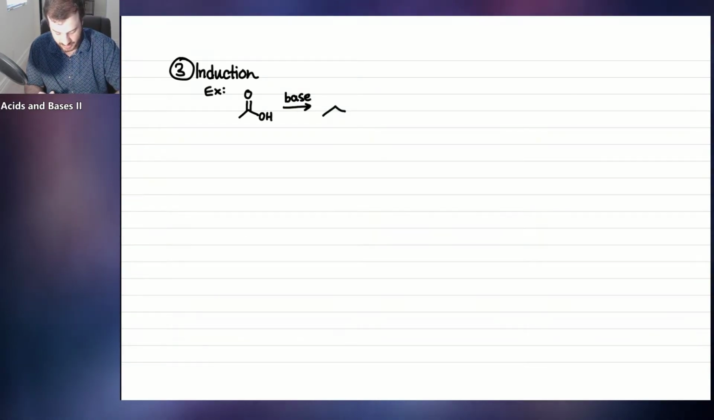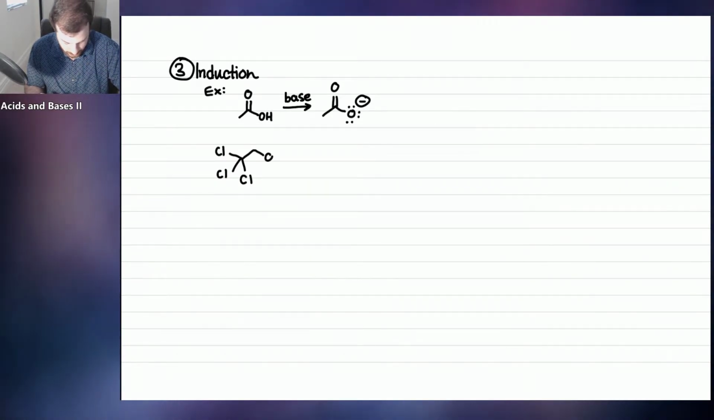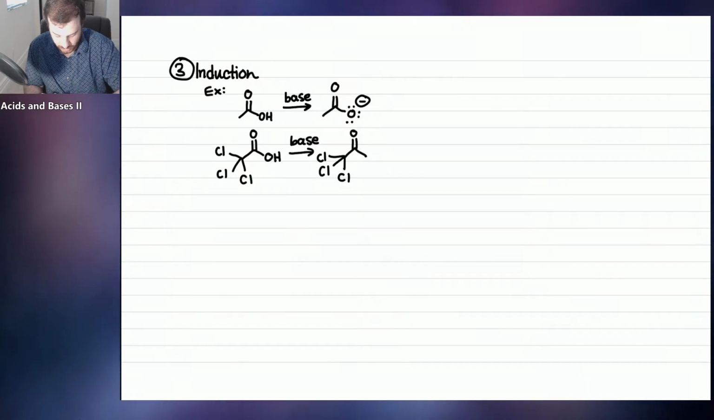Induction has to do with electron density being pulled through sigma bonds. Let's take a look at an example of this. So an example would be acetic acid. Treat that with a base, and we get acetate anion. Compare that with trichloroacetic acid. It has 3 chlorines on the left carbon there.